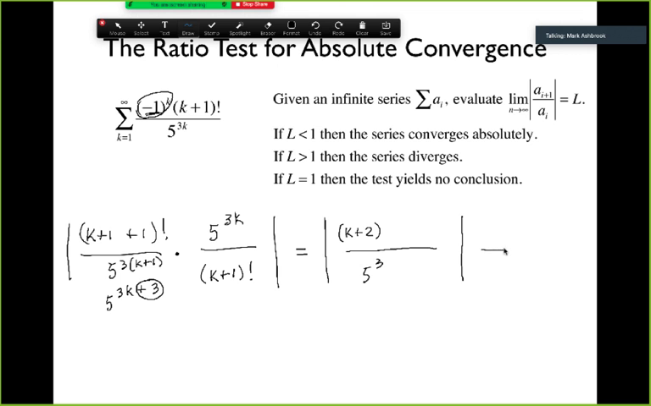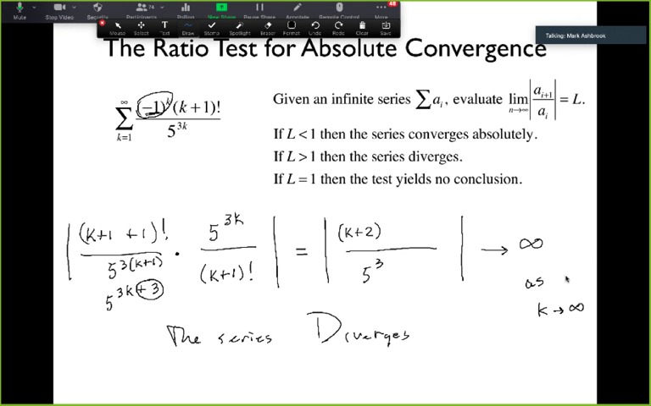Okay? Conclusion? What does this do as k goes to infinity? Goes to infinity. That just gets big, right? K plus 2. No power of 5s is going to save that. K is just getting big. Conclusion? All that limit needs to be is greater than 1 for it to diverge. This limit is infinity. So the multipliers on the terms are going to infinity. So this diverges badly. So this just gets really, really big.